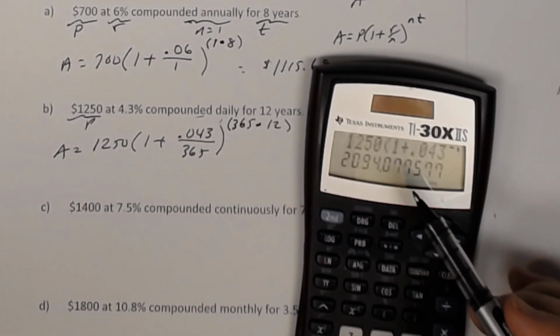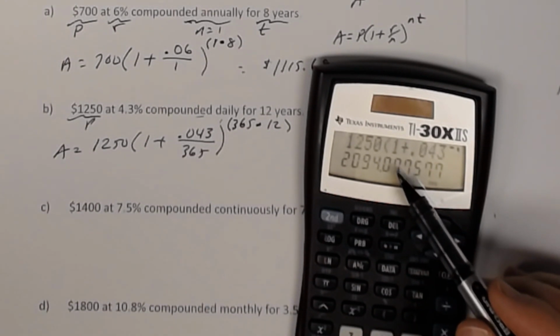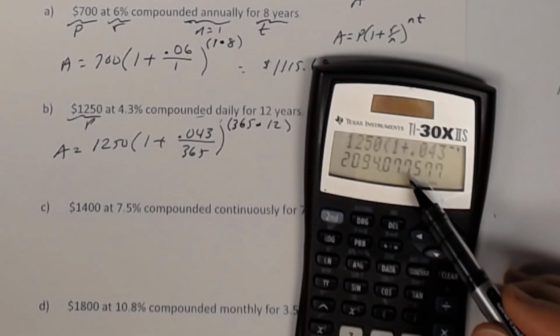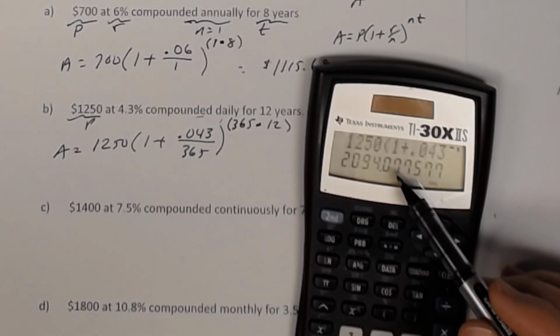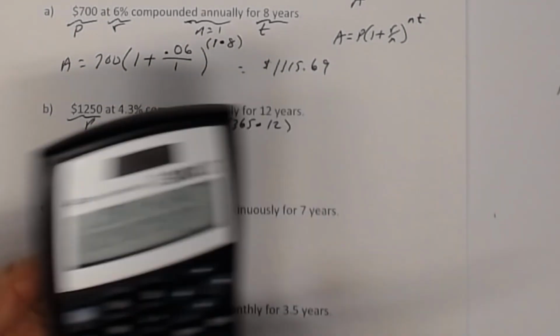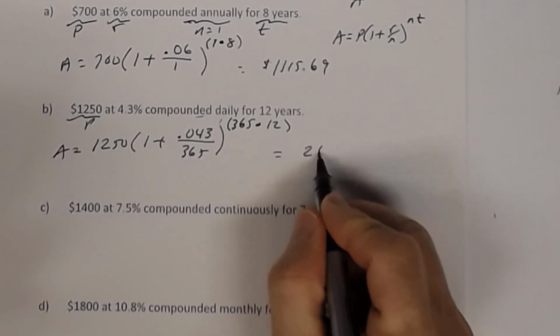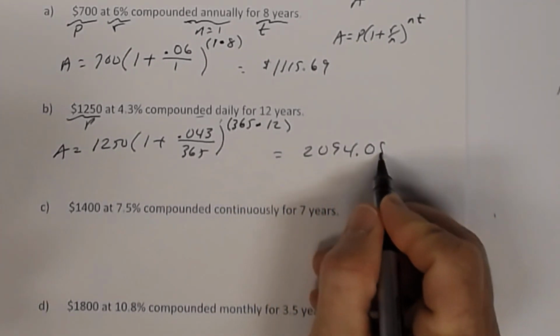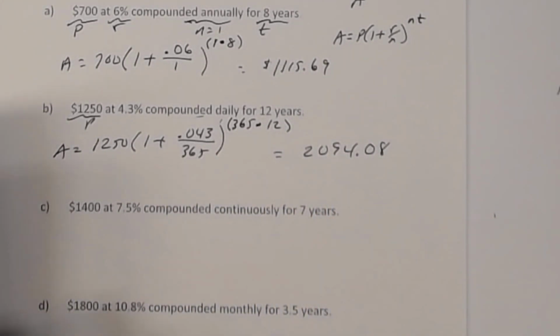Now remember the nearest cent. So notice that this first 7 that you see is in the hundreds place, but you got to look at the thousands place now. So since 7 is greater than or equal to 5, this 7 becomes 8. So the answer is going to be 2094.08.